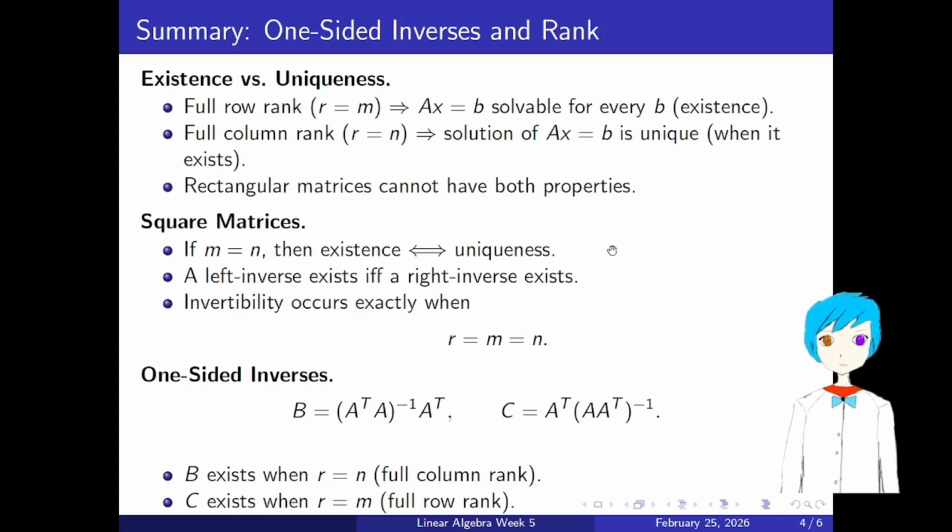So for a general m by n rectangular matrix, we can also talk about the pseudo inverse. If the matrix has full row rank, then Ax equals b is solvable for any b. This guarantees the existence of a solution. If the matrix has full column rank, which means that the matrix is very tall and thin, then the solution is unique. Rectangular matrices cannot have both properties if m does not equal n. However, if m equals n, then existence is equivalent to uniqueness of the solution.